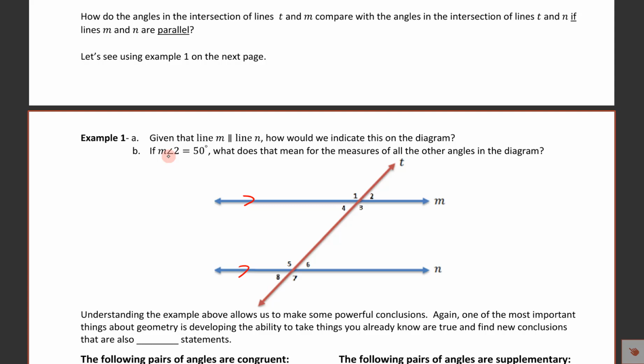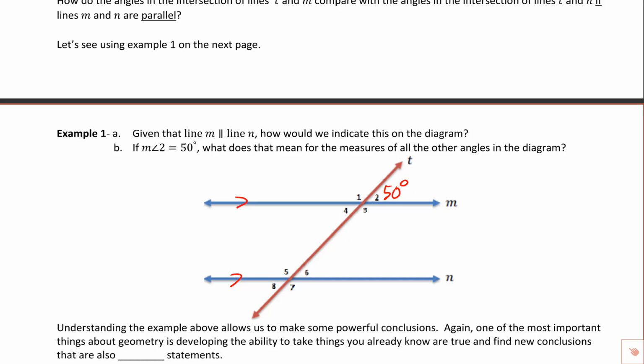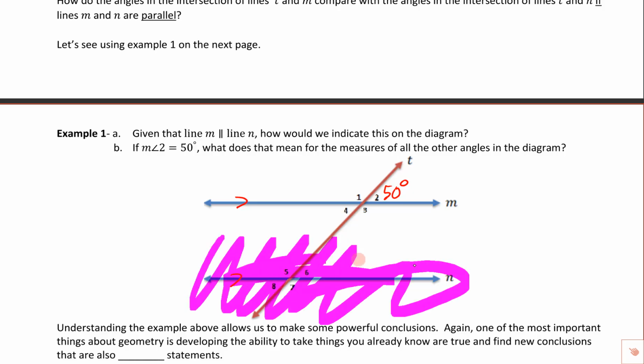And it says the measure of angle 2 is 50 degrees, okay? What does this mean for the measures of all the other angles on the diagram? So I'm going to write this down as 50 degrees right here. So that is 50 degrees. And then I'm going to ignore this bottom part of the diagram. Going to completely ignore this because we have actually seen something like this before.